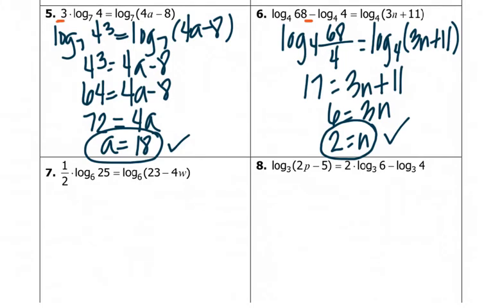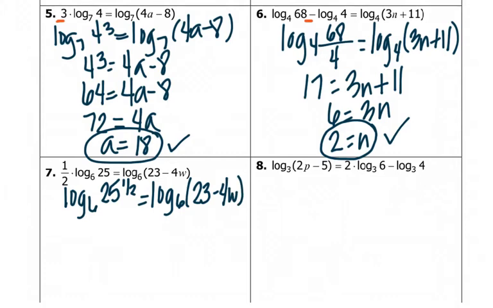All right, so now let's look at number 7. So what does that 1/2 in front mean? Good, it means it's the exponent, right? So we're going to rewrite this: log base 6 of 25 to the 1/2 power equals log base 6 of 23 minus 4w. Now, what does it mean when you're raising something to the 1/2 power? It's a square root. So the square root of 25 is what? It's 5. And then we're also just going to bring down 23 minus 4w.